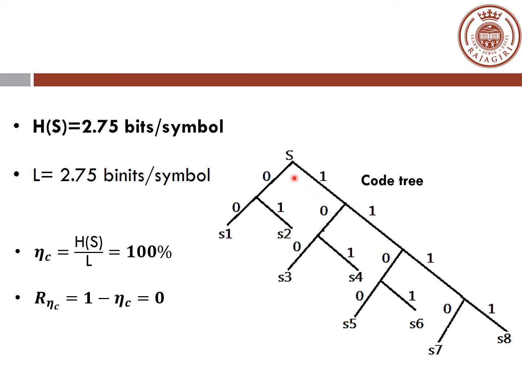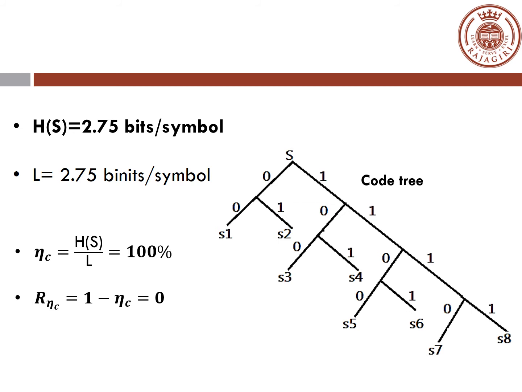So each node has 2 branches associated with it. S3 you get as 100, S4 is 101. Okay, S5 is 1100, S6 is 1101, and so on. So this is how you construct a code tree. Just remember that from each node you will have two branches, one which stands for 1 and the other which stands for 0, and the branches propagate further and you get a code tree.